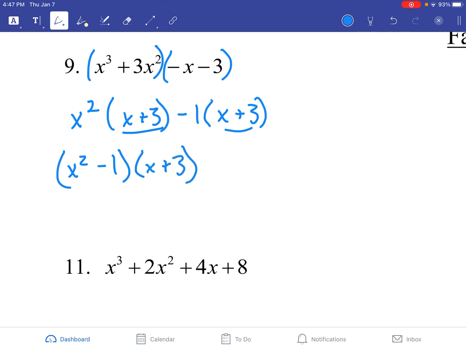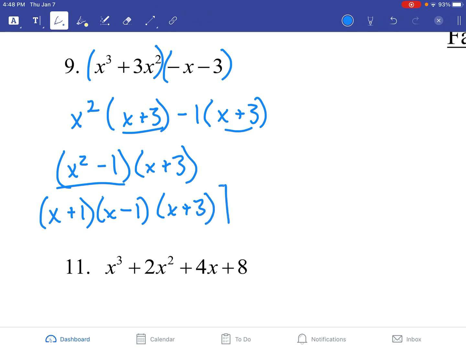Now the tricky part about some of these is that sometimes, because you have an x squared in your first set of parentheses, those actually might be factorable. In this case it is. This is x squared minus 1. This is a difference of two squares problem. X squared is a perfect square and so is 1, and since it's minus, that means it's a difference. So we can factor that as well. So we have x plus 1, x minus 1, and we still have the x plus 3. That's a 3. So this is its complete factorization.